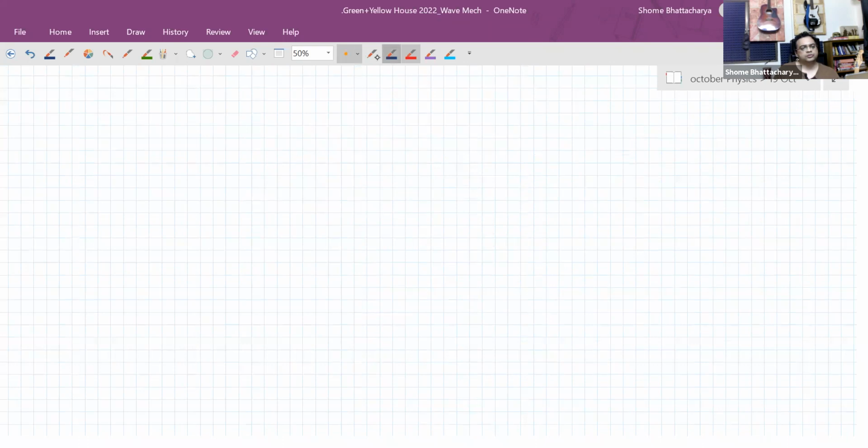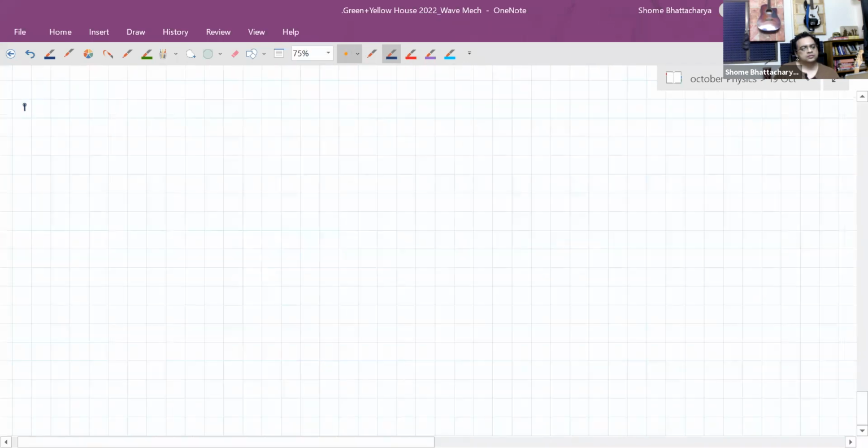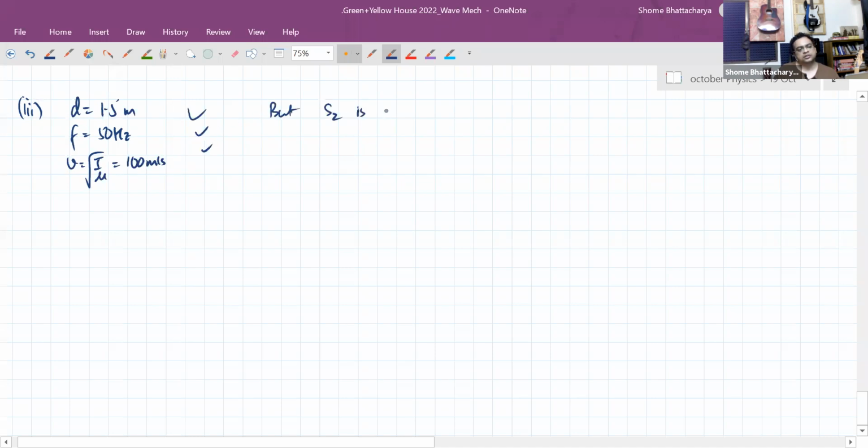So same thing, suppose once again D is 1.5 meters and common frequency is 50 hertz and all that, wave speed is 100 meters per second. All these things are same, but now S2 is delayed and started at that same delta t equal to, let's say, 5 milliseconds. Okay, and S1 is started at t equal to 0.